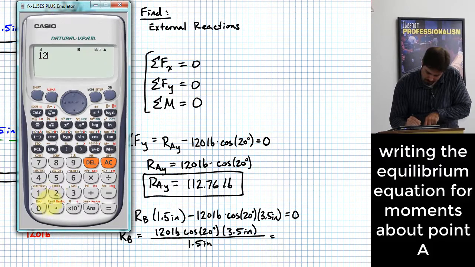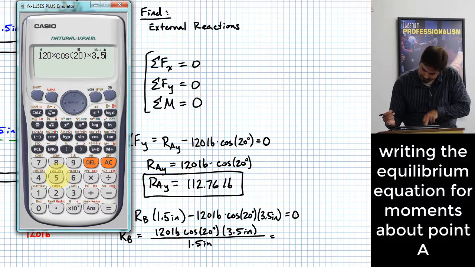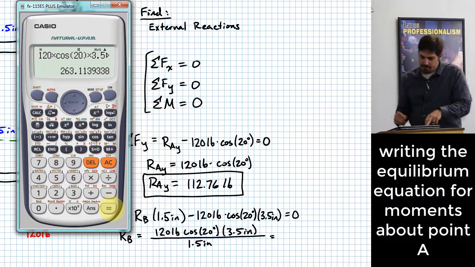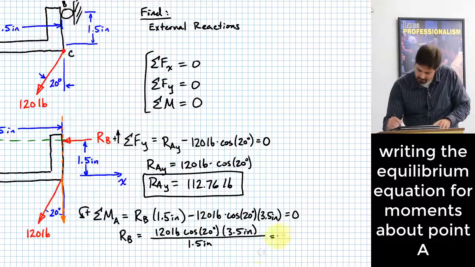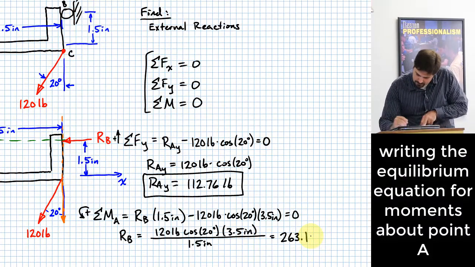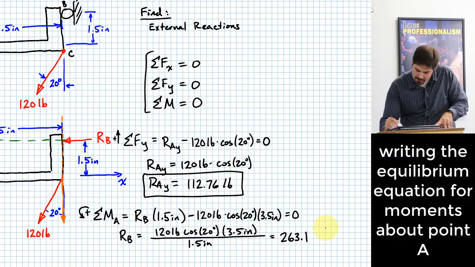Okay, so 120 times the cosine of 20, times 3.5. All this divided by 1.5. And that gives me 263.1, and that's going to be what units? Pounds.